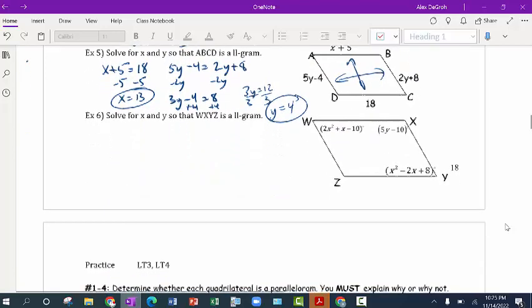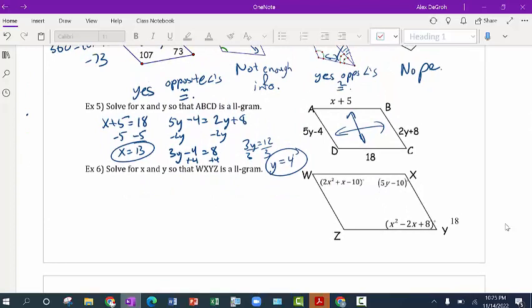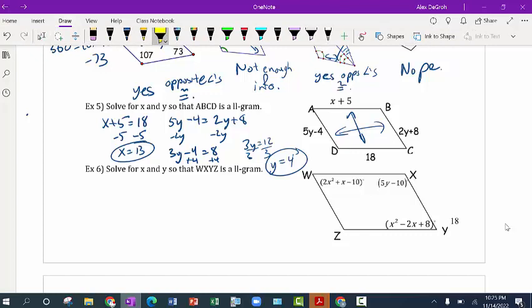All right, example 6 should be raising red flags again. So we have the squareds again. Now, I'd love to do something with the y's right off the bat, but I don't have opposites, and I really don't want to add these two together instead of equal to 180 because that's not going to be fun, or the other ones. So we're going to have to start with these opposite angles being congruent.